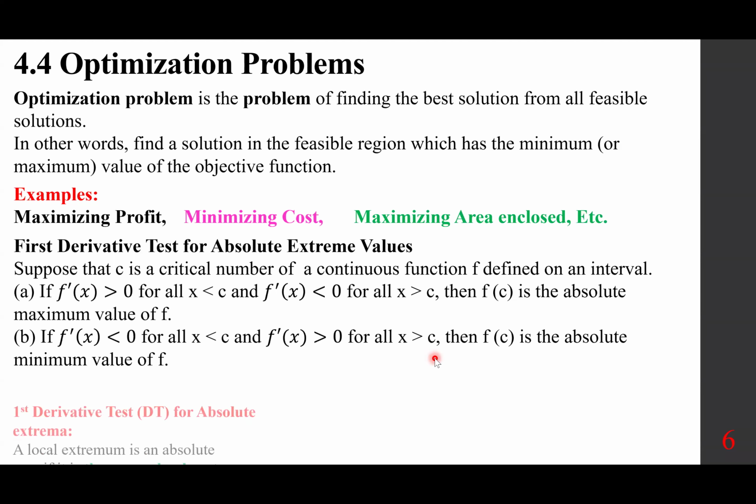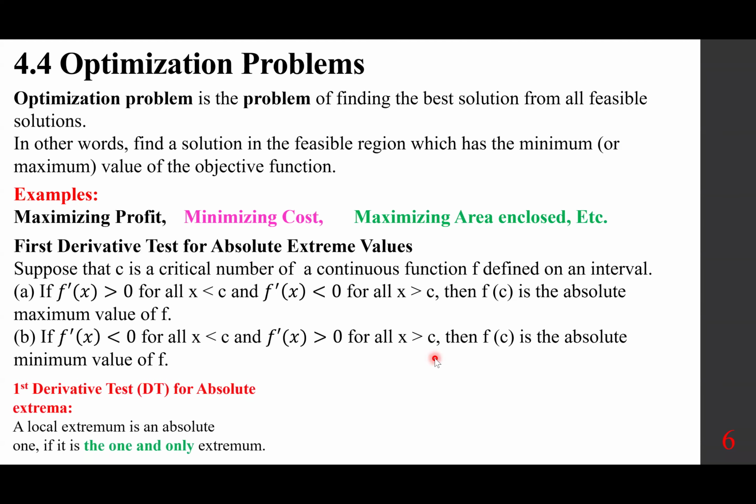So what is that? Basically, when you do the first derivative test, remember we do the first derivative test with the sign graph. Okay. The first derivative test for absolute extreme: a local extremum is an absolute one if it's the one and only extreme. So if you happen to have one extreme, and if you happen to have an open interval, local becomes absolute. That's all it says here.